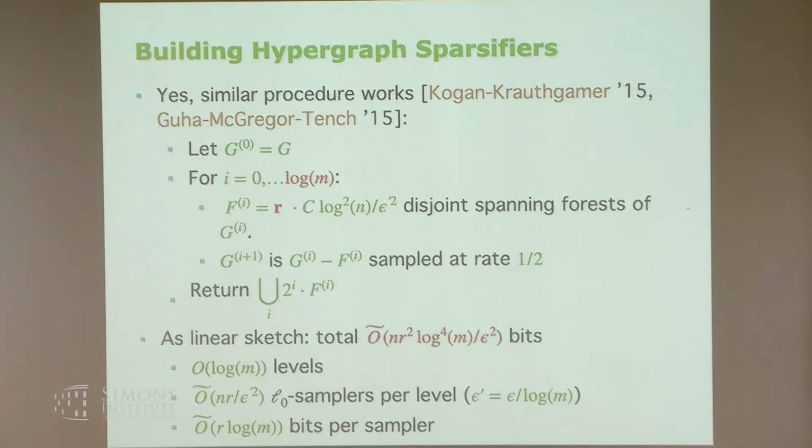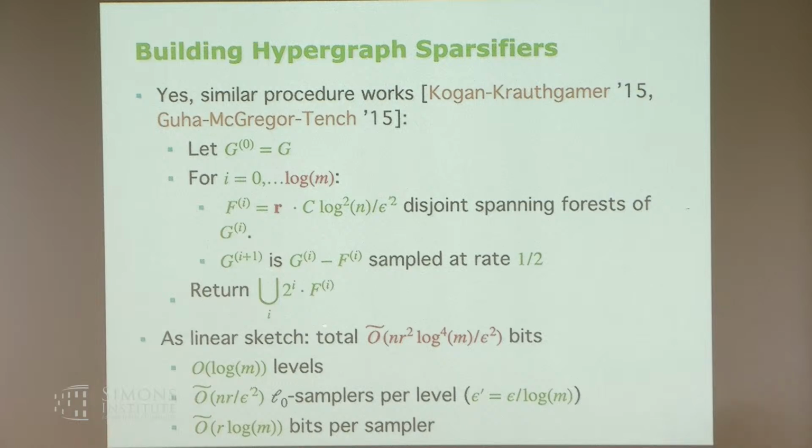The reason we chose 2 log n is that the number of edges is like n squared. So if we sample at rate 1/2, 2 log n times, then everything's been recovered. There are no more edges under consideration. Here, the number of potential hyperedges is like m, so we have to sample at rate 1/2 log m times. The second thing to note is that the number of disjoint spanning forests that we store is a factor of r larger. And it turns out that this will be very important when it comes to analyzing the total bit complexity.